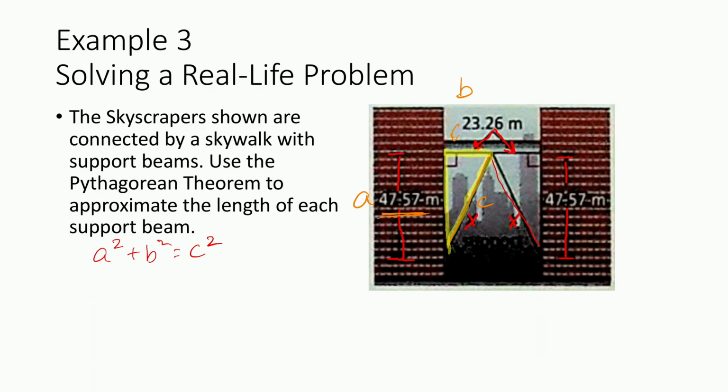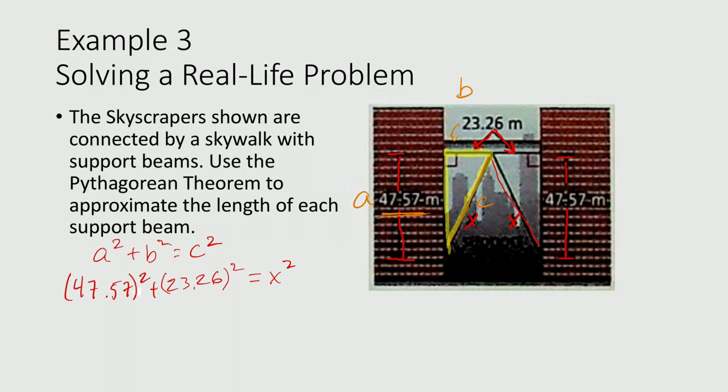Okay, let's plug that in now. A was 47.57 squared plus B is 23.26 squared. I'm just getting it straight from the formula. And then C is X. So again, we're trying to solve for X. This is like our first example that we did. We're going to use decimals here because we have some decimals. It's not going to be a triple, obviously, because we have decimals here.